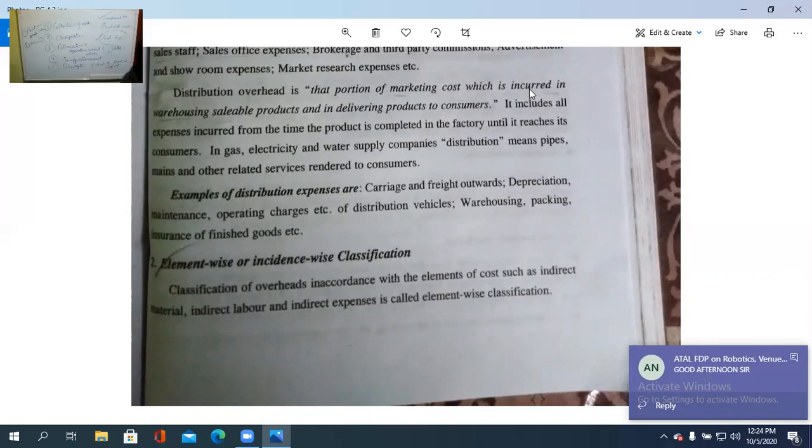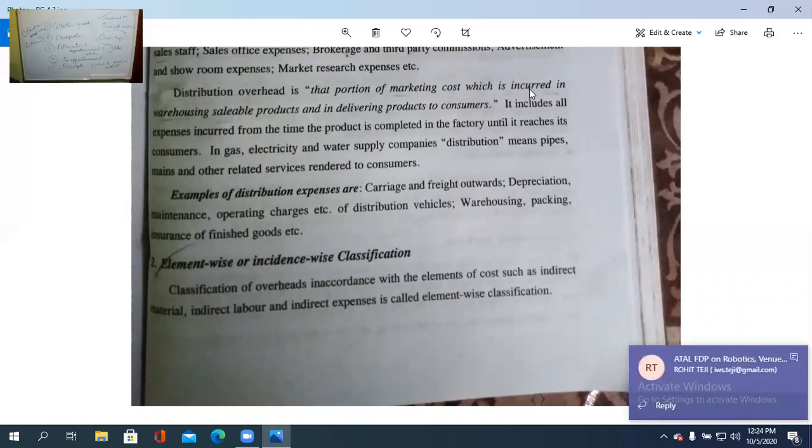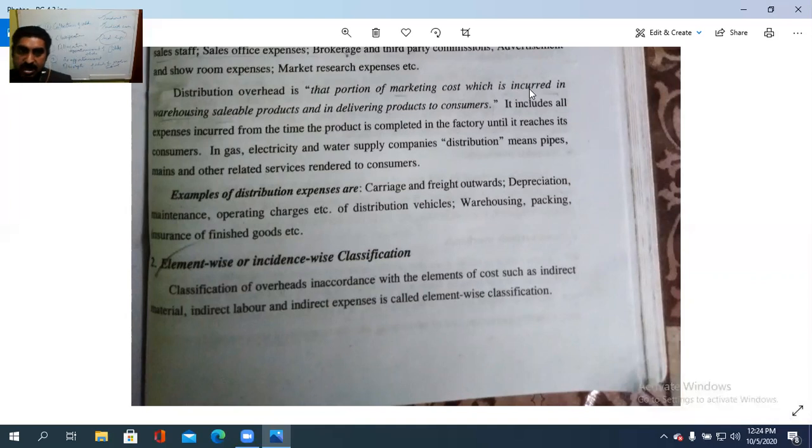So distribution overhead means whatever expenses come until the product reaches the consumer's hand, from selling until it reaches the consumer, including delivery. That comes within the selling and distribution wing. Okay, so distribution overhead is that portion of the marketing cost which is incurred in warehousing the saleable products and in delivering the products to the consumers.